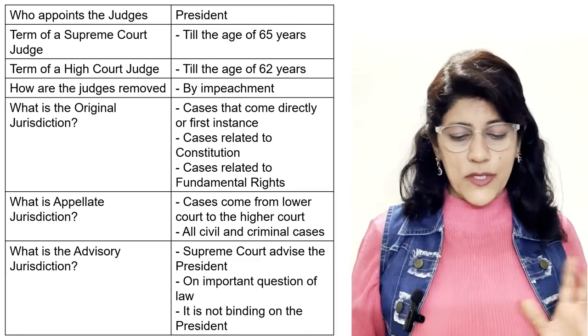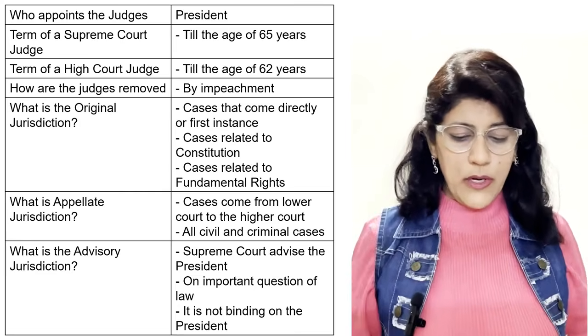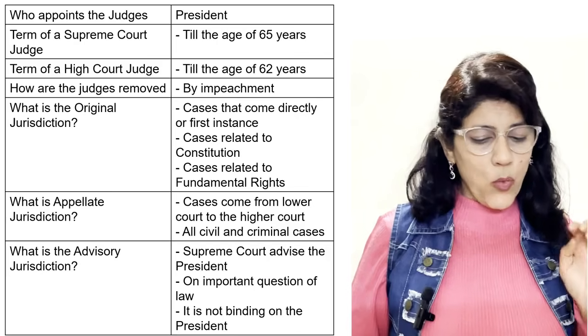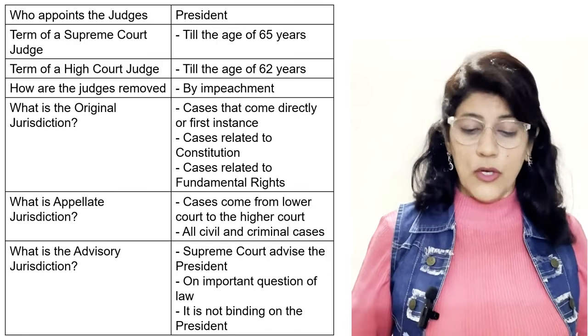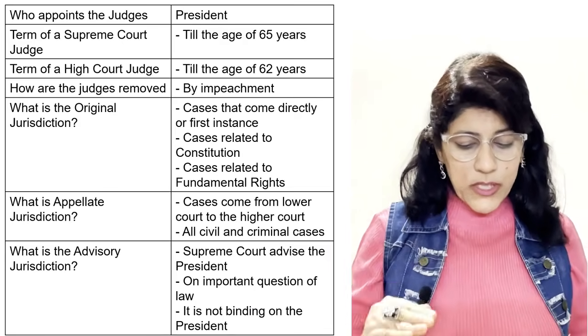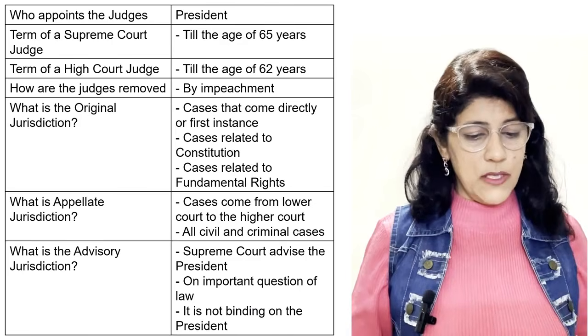What is appellate jurisdiction? Cases from the lower court to the higher court and all civil and criminal cases. What is the advisory jurisdiction? Supreme Court advises the President on important question of law, but it is not binding on the President.